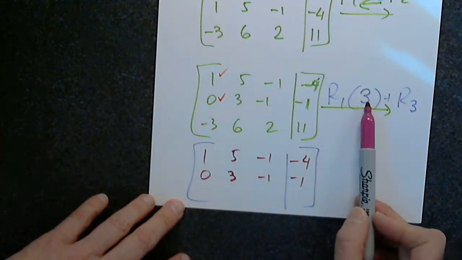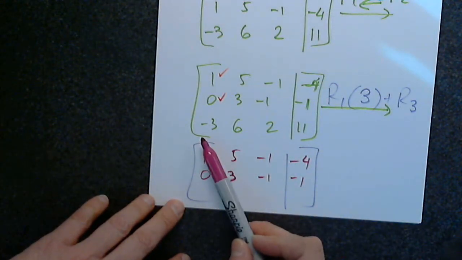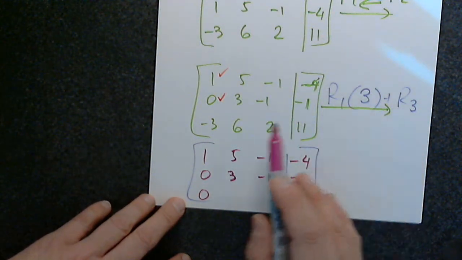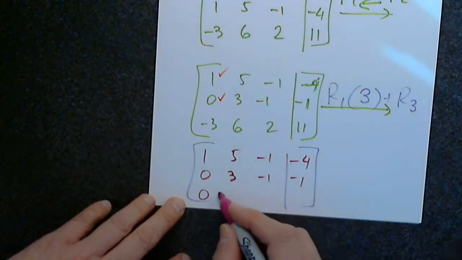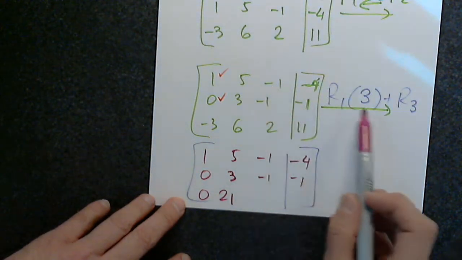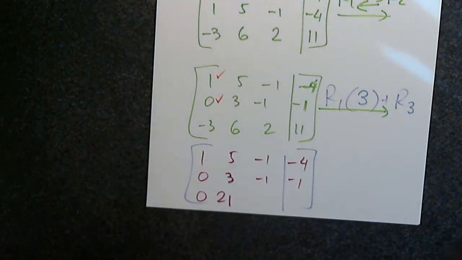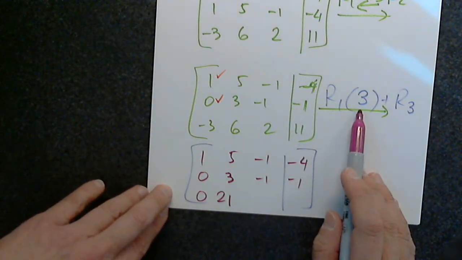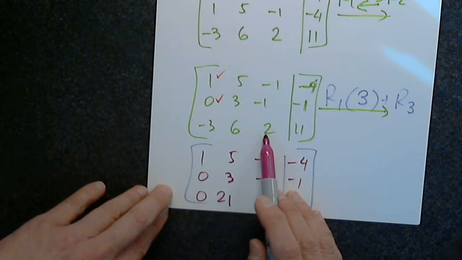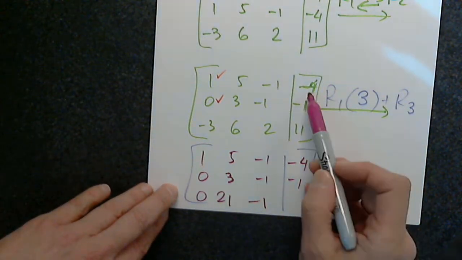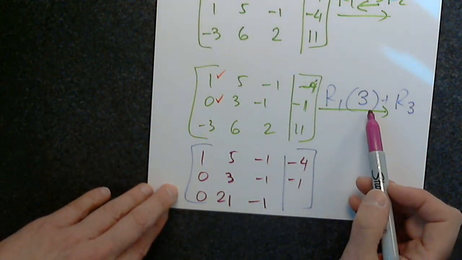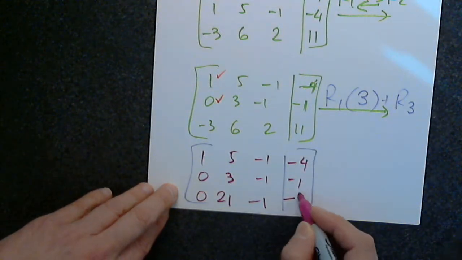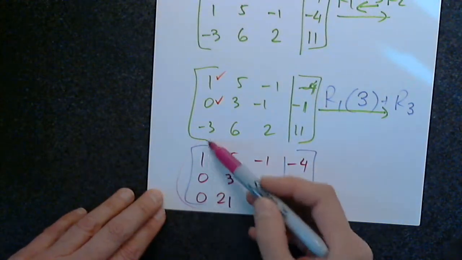Okay, we copy row 1. We definitely copy row 2. We are not touching those. So let's do this together. 1 times 3 minus 3. Perfect. 5 times 3, 15 plus 6. Very good. I don't like it. -1 times 2. Oh, we may run into fractions. It's very possible. -1 times 3, -3 plus 2. Excellent. -4 times 3, -12 plus 11. Okay. So this is done.